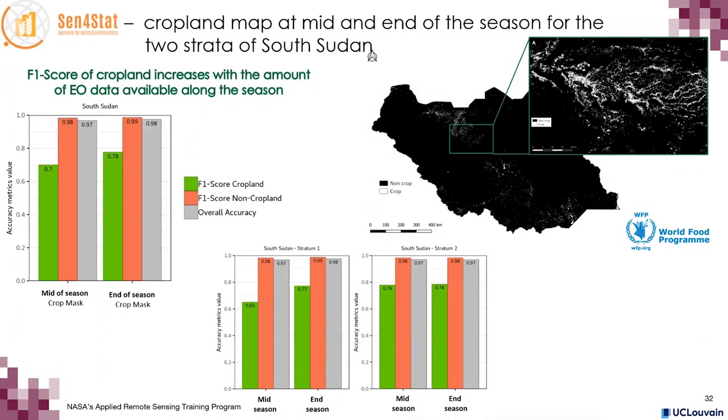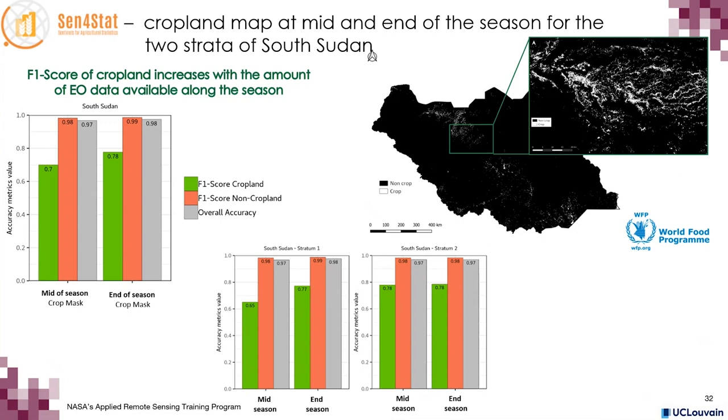Following our South Sudan example from the beginning of this session, we can look at the result and see how the mid-season cropland mask performs compared to the end-season cropland mask. As you can see, the overall accuracy is rather similar. The F1 score for non-cropland is similar, but the F1 score for cropland increases significantly. This is expected as we got more data at the end of the season to discriminate the cropland from the non-cropland.